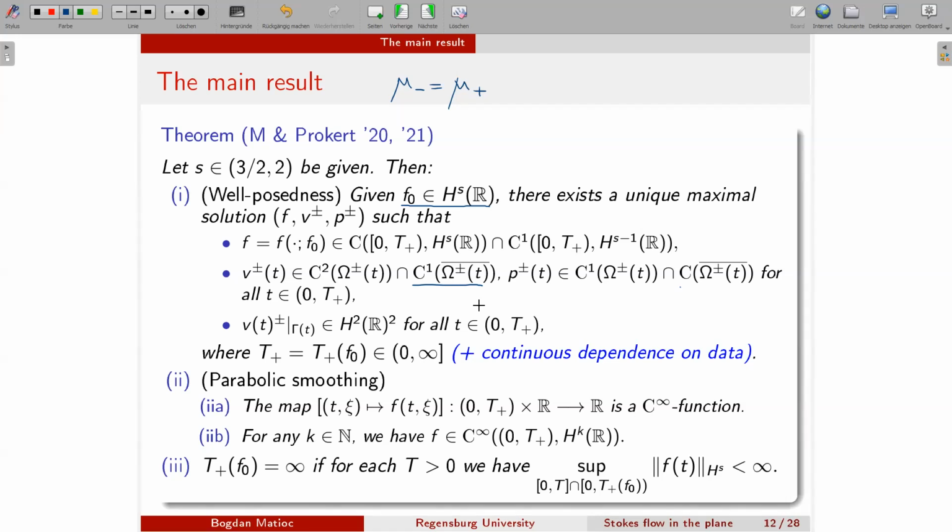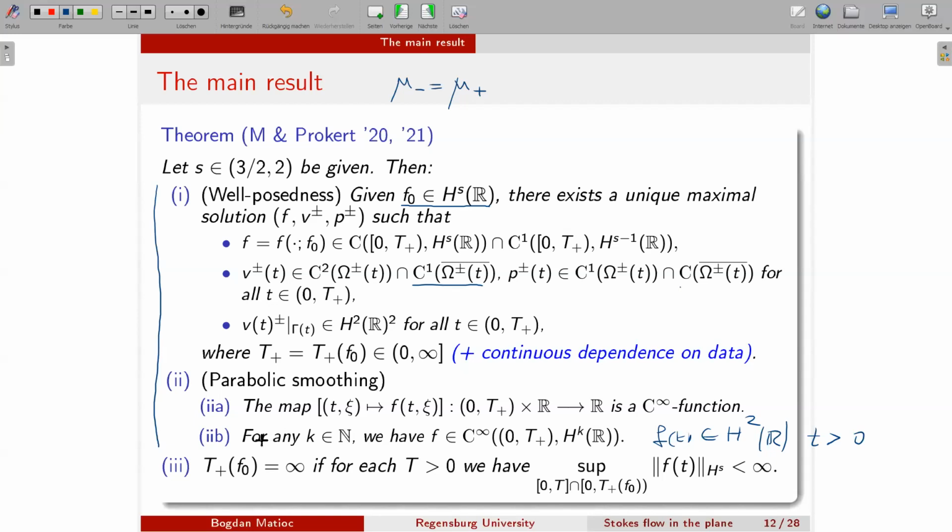Now, we have also established parabolic smoothing. For positive times, the function f is smooth as a function of t and psi, and the function f is smooth from (0, t plus) into H^k for each k in N. So in particular, f of t belongs to H2 of R for each t positive. And because of this property, our solutions solve the problem in a classical sense, pointwise.